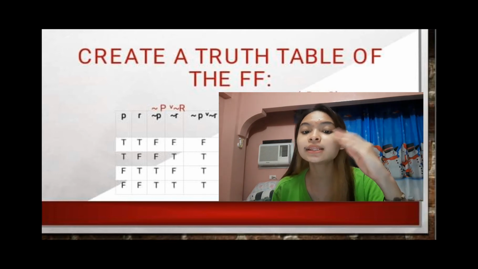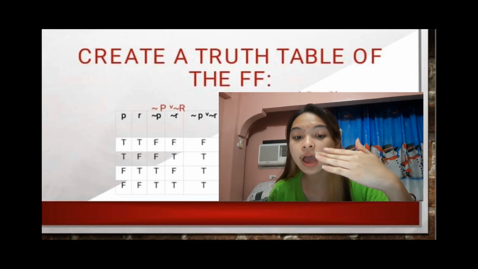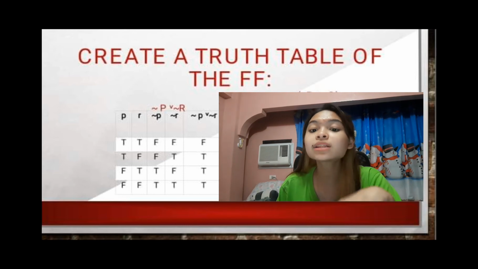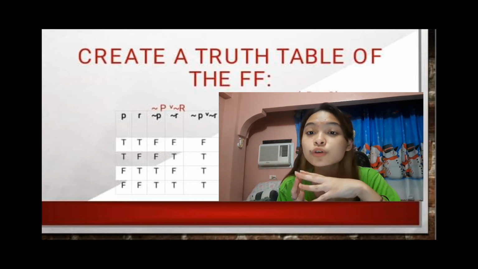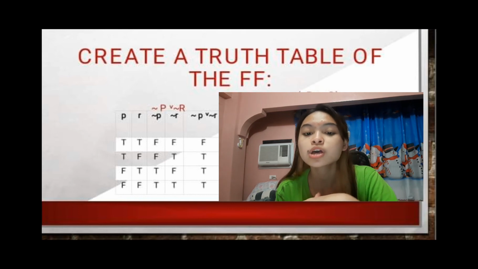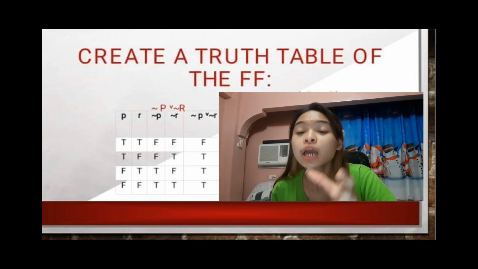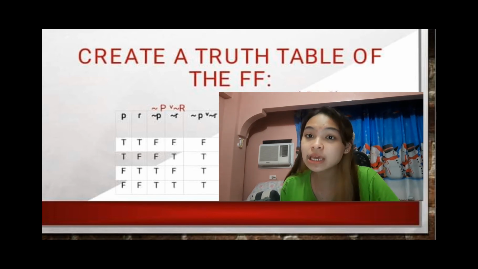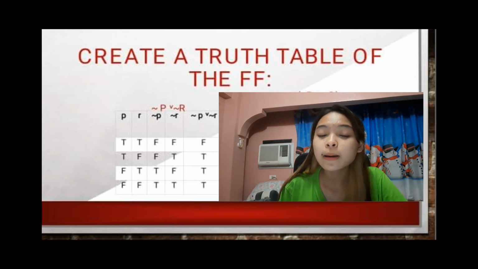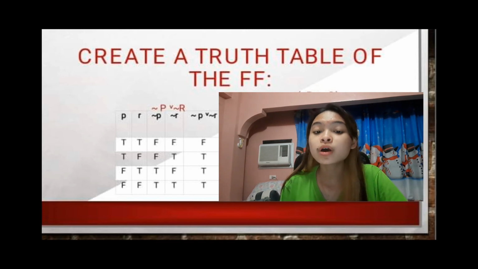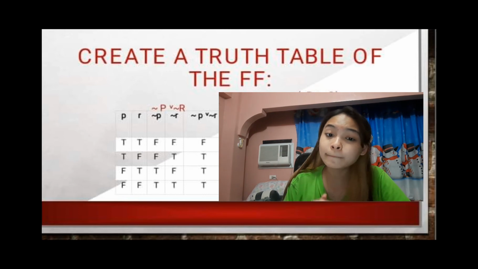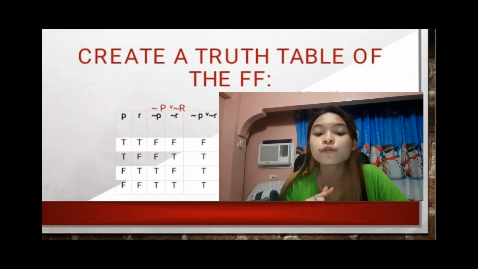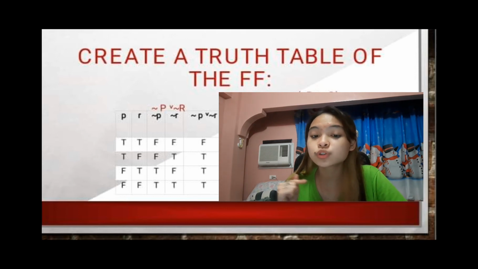So P is TTFF, R is TFTF, and since it has not P and not R, you'll find first the not P and not R. So not P. For not P, you'll focus on the P, not on the R. So P only, so not P. So it is the opposite of the P. So P is true, the not P is false. True, false, false, true, then false, true.